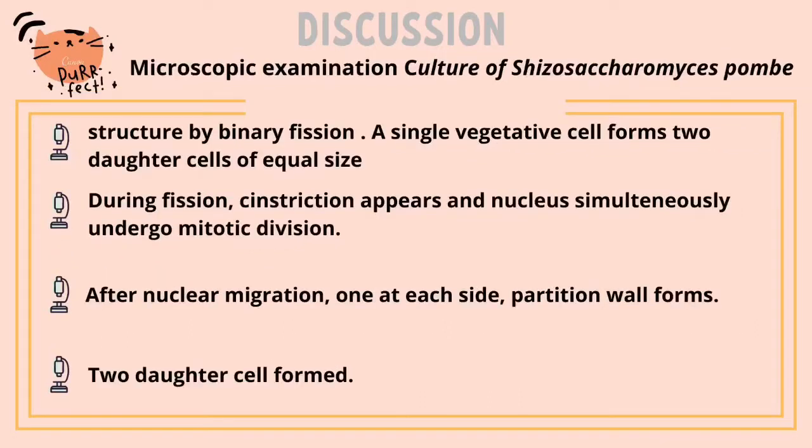Next is Schizosaccharomyces pombe, whose reproduction structure is by binary fission. We can see a single vegetative cell forms two daughter cells of equal size. After nuclear migration, one at each side, a partition wall forms almost halfway of the mother cell, and as such, two daughter cells are formed.